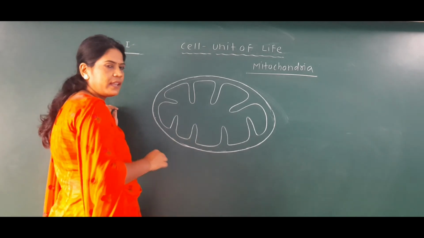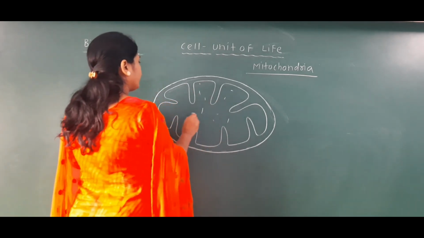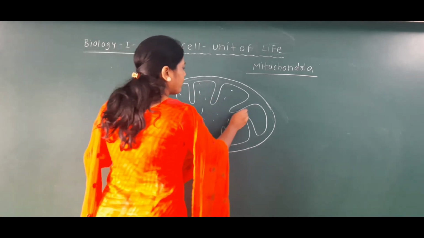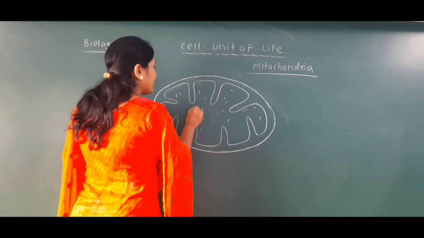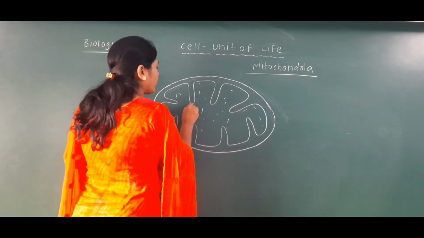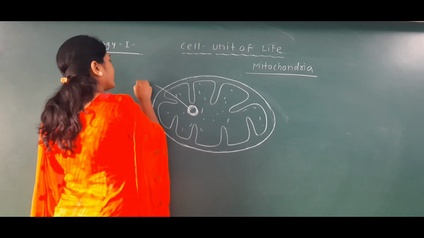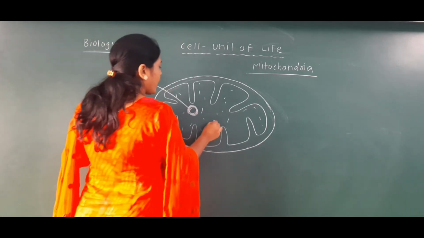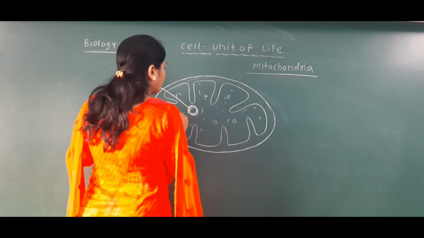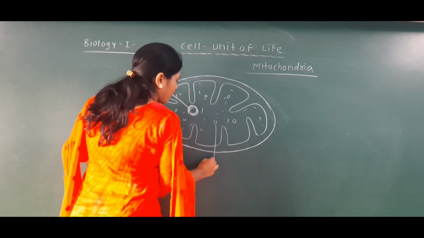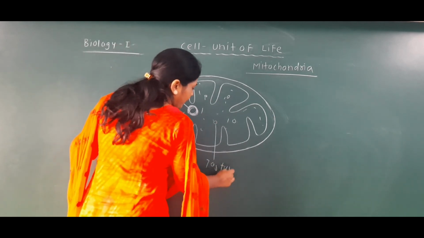So students, see here. This one is called the matrix of mitochondria. Inside the matrix you can observe single circular DNA. You can observe the ribosomes. These ribosomes are of the 70S type.